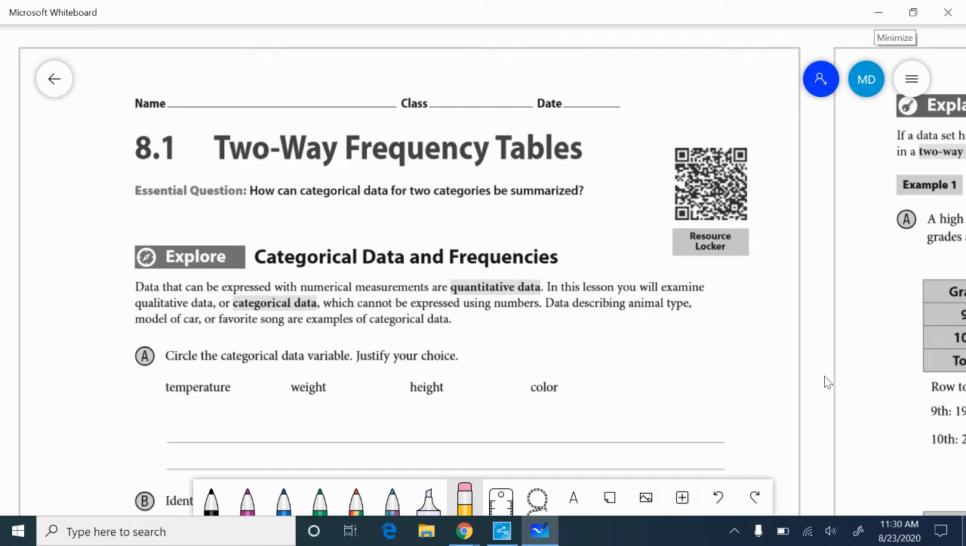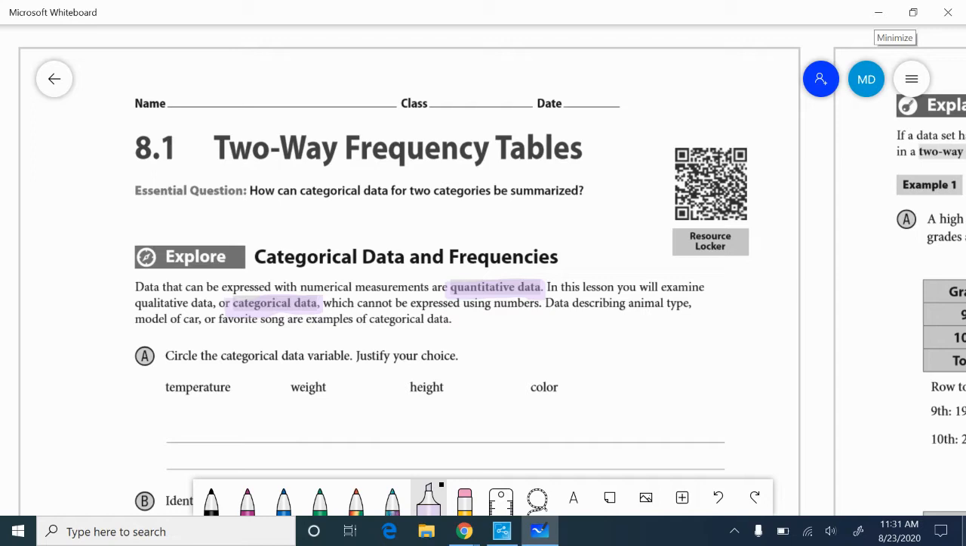So, data that can be expressed with numerical measurements are quantitative data. This is a vocabulary term. You should add this to your notes along with its definition. In this lesson, you will examine qualitative data or categorical data, which is also a vocabulary term, which cannot be expressed using numbers. Data describing animal type, model of car, or a favorite song, those are examples of categorical data.